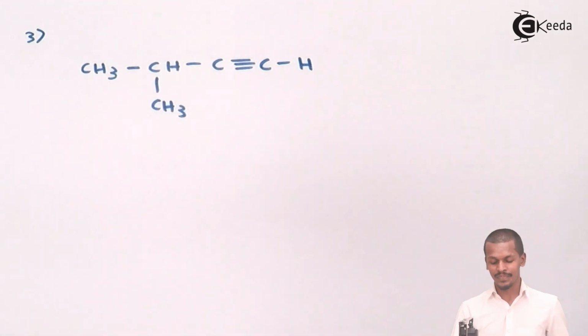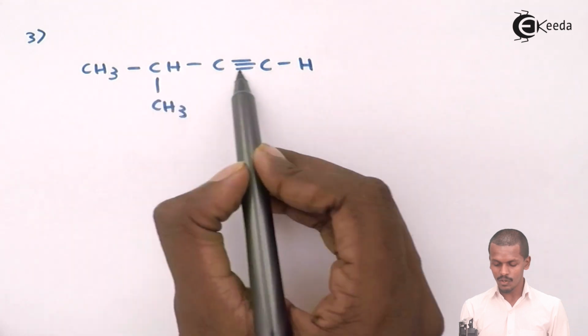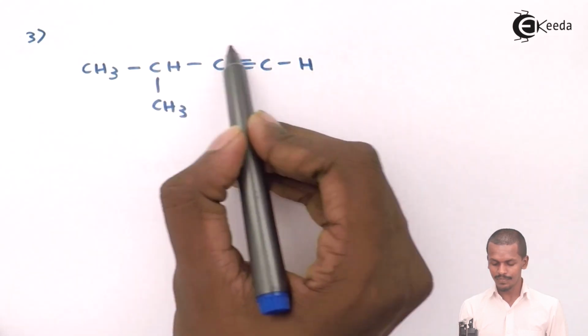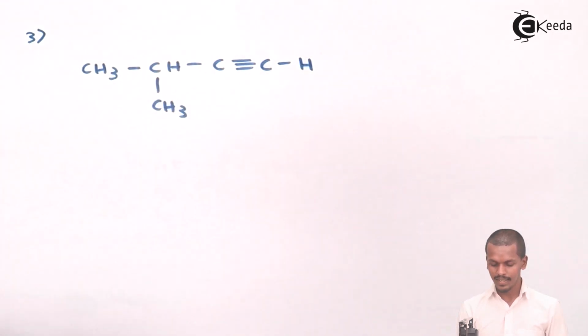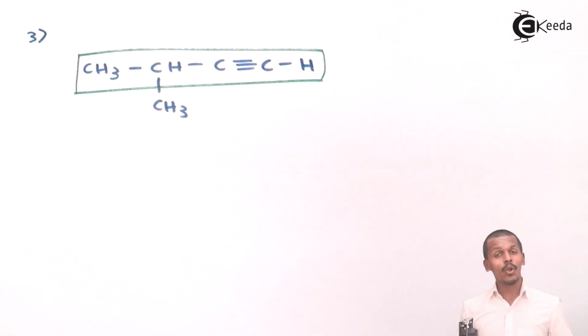That is this one. So for this, what we have to do is select the longest chain that should consist of the carbon-carbon triple bond. So either I could select this one as the longest chain, as you could see over here, or I could select this one as the longest chain. So this is the longest chain that we have, and that consists of the carbon-carbon triple bond, making this to be known as an alkyne.